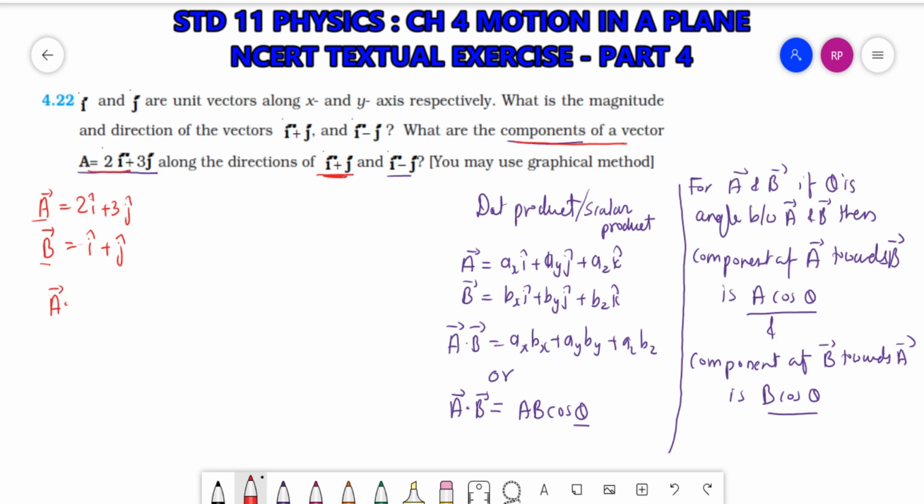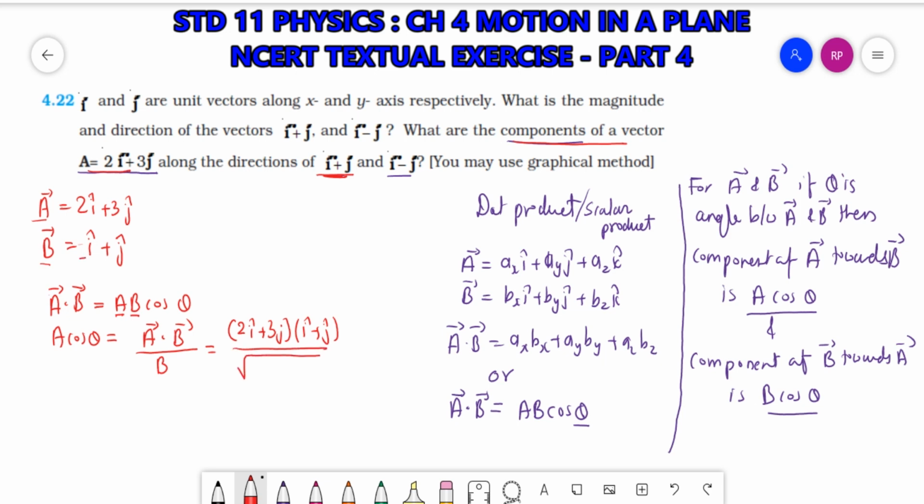A dot B is equal to AB cos theta. So what will be A cos theta? Here AB means magnitude of A into magnitude of B. This will be equal to A dot B upon magnitude of B. So A dot B, what is A? 2i plus 3j. And vector B, i plus j, upon magnitude of B.